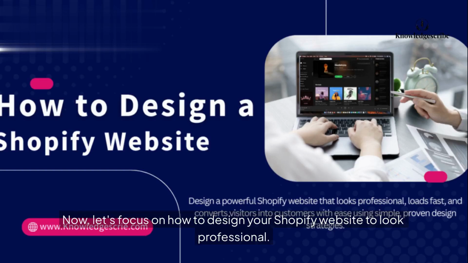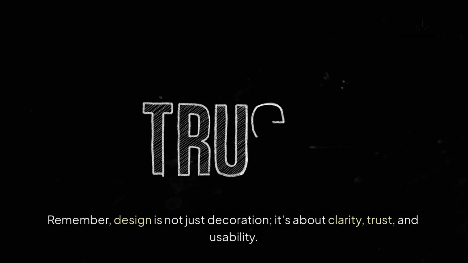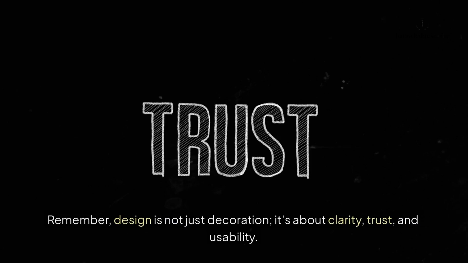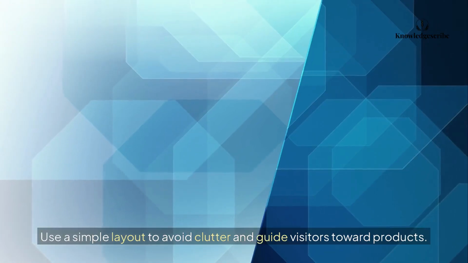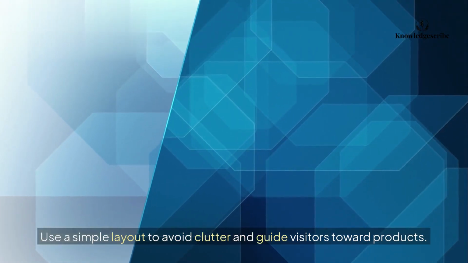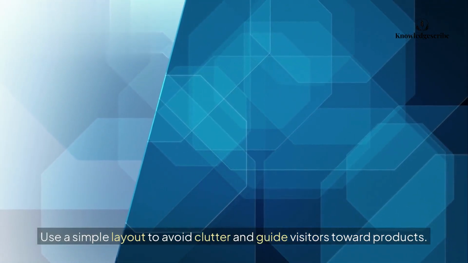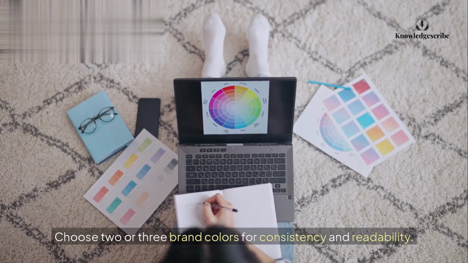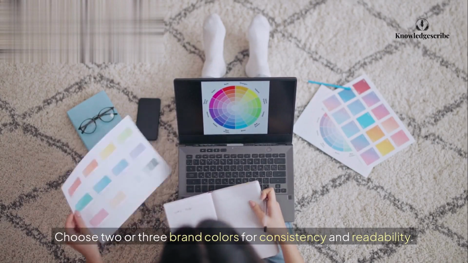Now, let's focus on how to design your Shopify website to look professional. Remember, design is not just decoration, it's about clarity, trust, and usability. Use a simple layout to avoid clutter and guide visitors toward products. Choose 2 or 3 brand colors for consistency and readability. Use high-quality images, ensuring they load quickly.